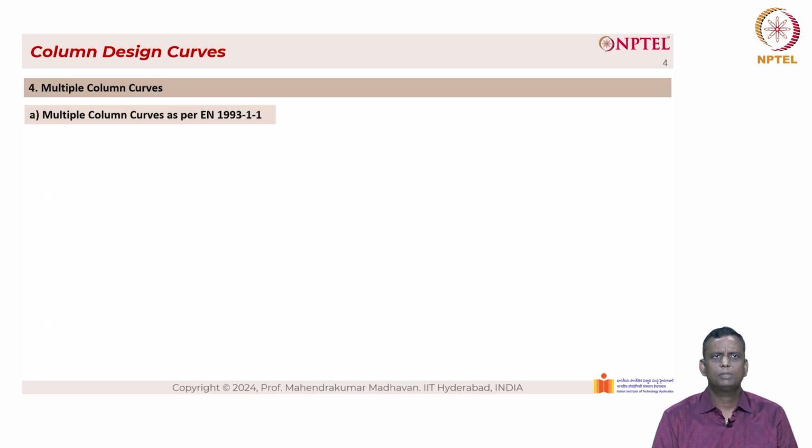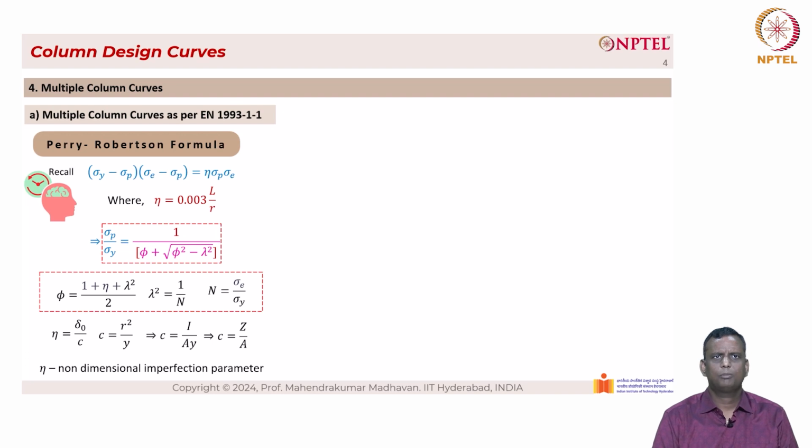The multiple column curves as per EN 1993-1-1 are given by the Perry-Robertson formula. Recall that (sigma y minus sigma p) into (sigma e minus sigma p) equals eta into sigma p into sigma e, where eta equals 0.003 into L by r.